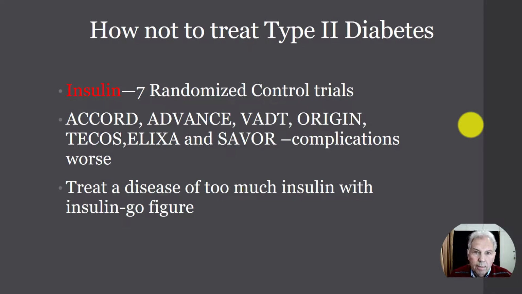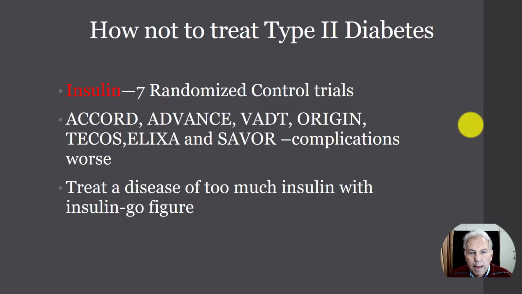In type 2 diabetes, it's completely different. There's at least 7 randomized controlled trials. Here I've named them, that show that the complications of diabetes actually get worse if you control the sugar by using exogenous insulin.